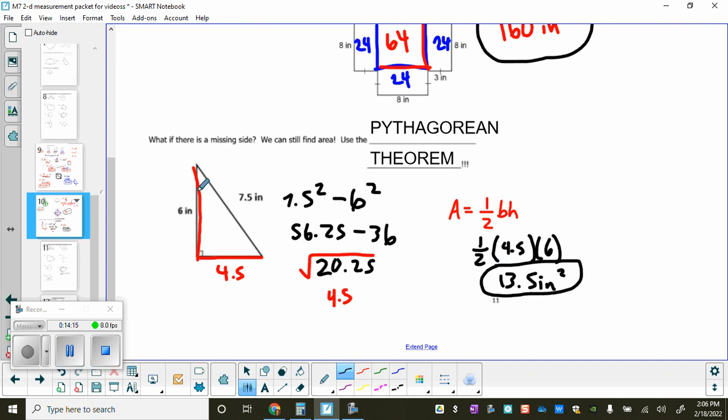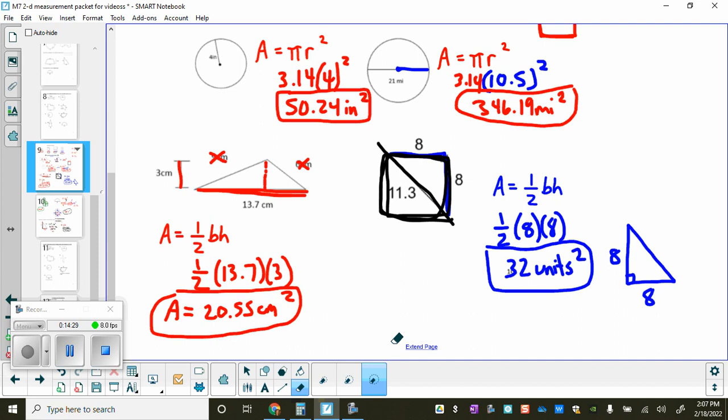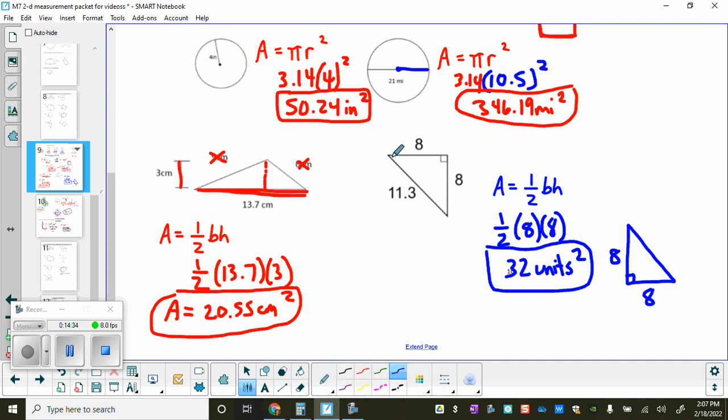Friendly reminder that when we had the triangle, the sides that made the right angle were the base and the height. And since I didn't have that leg, I needed the Pythagorean theorem. If I go back to the other example we saw right here, this was a right triangle, and I had both of the legs to use for base and height, so I did not need the Pythagorean theorem for this one. I had the base and I had the height.